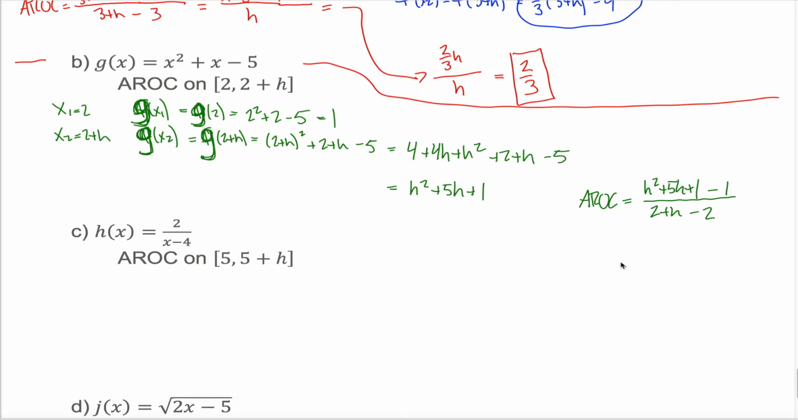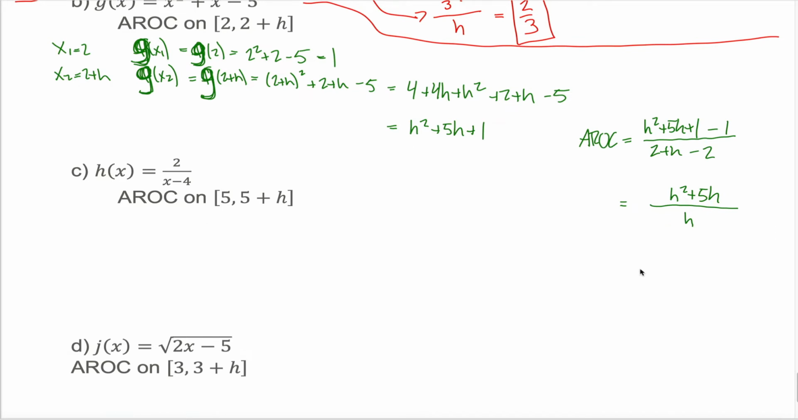I claim that the denominator always simplifies to just the letter h. Does that happen here? Yeah, absolutely. 2 minus 2 is 0, so I'm left with just an h on the bottom. The numerator always simplifies to the point where you can cancel out this h. Does that happen here? Absolutely. Plus 1 and minus 1 cancel out, so I'm left with just h squared plus 5h.